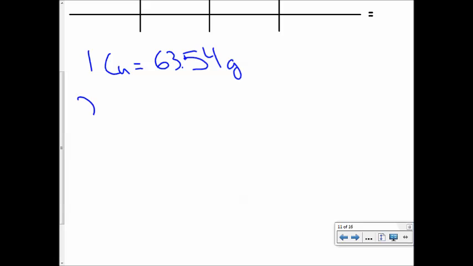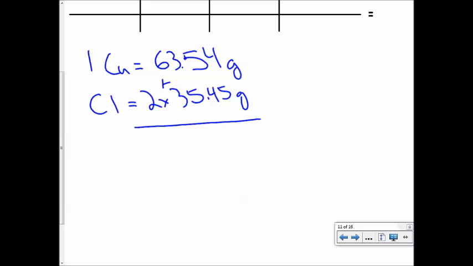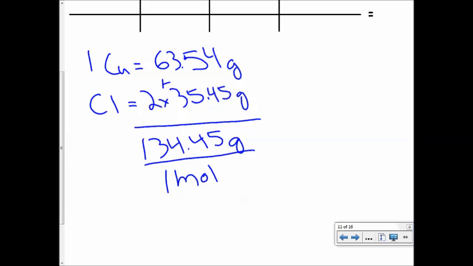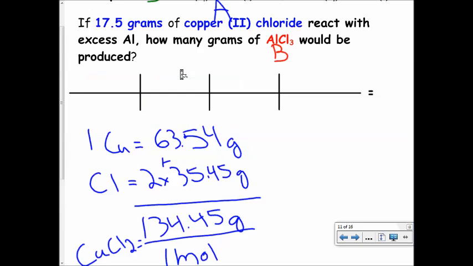And then we have 2 chlorines, and those each have a mass of 35.45 grams. Then we add these together, and we get a total of 134.45 grams per 1 mole. And that is our molar mass of CuCl2.